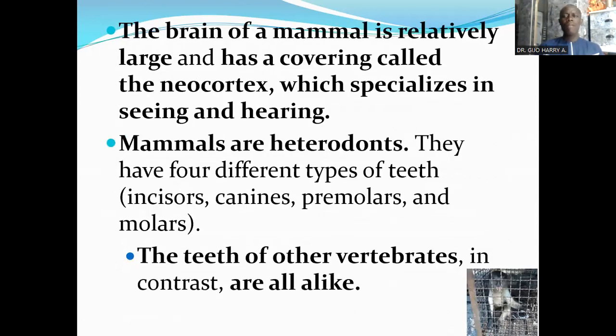The brain of the mammal is relatively large and has a covering called the neocortex, which specializes in seeing and hearing. Mammals are heterodonts. They have four different types of teeth: the incisors, the canines, the premolars, and the molars. The teeth of other animals, in contrast, are all alike.